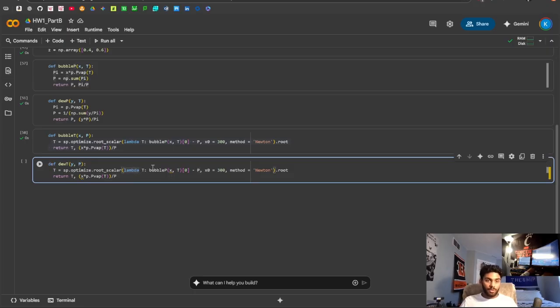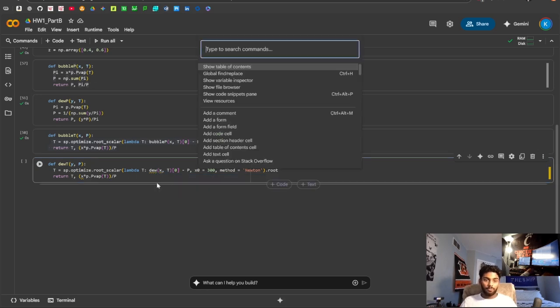We have an anonymous function, and this time it's going to get an input of pressure. And let's see, or no, this still stays as temperature. We're still doing temperature calculations, of course. But this will change to the dew pressure instead of the bubble pressure.